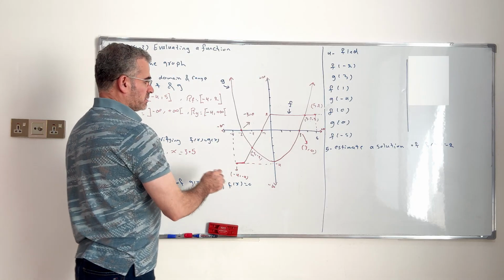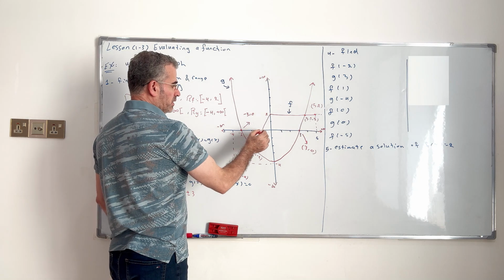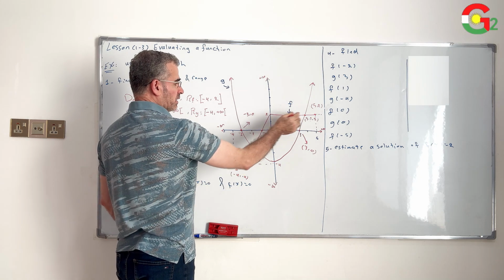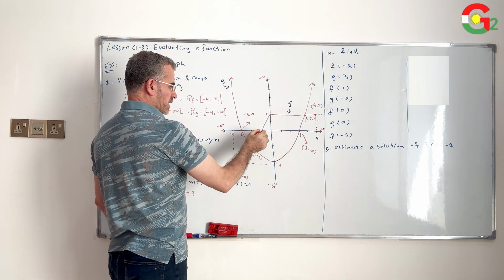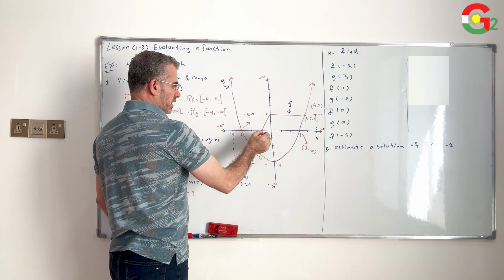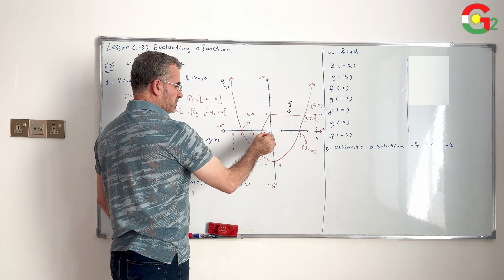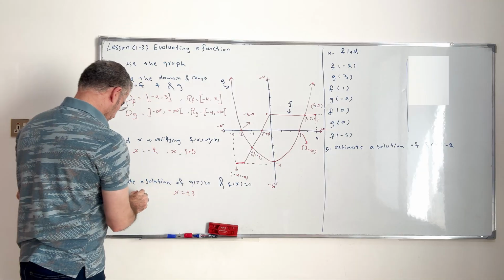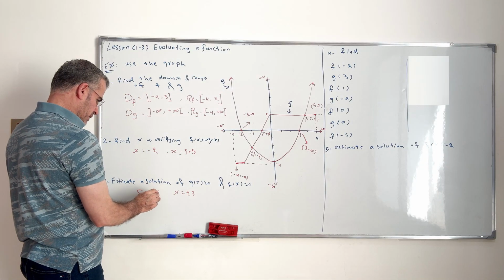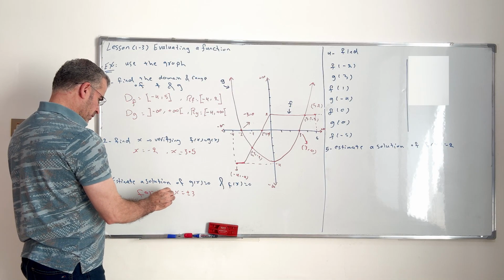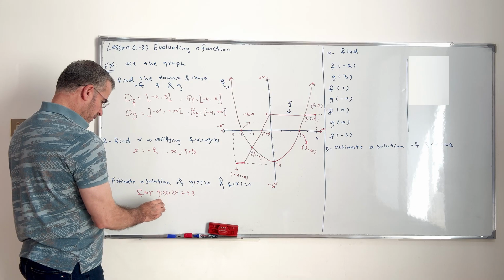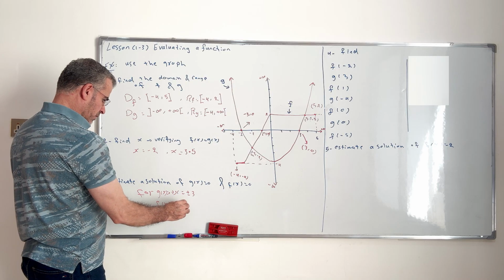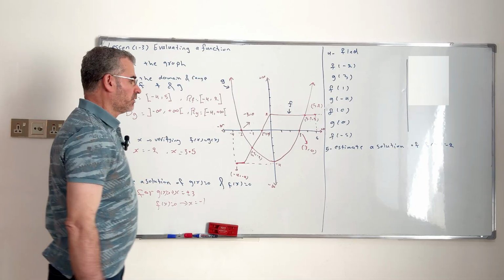For f of x, we have just one point where f of x intersects the x-axis. It is negative 1. The coordinate of this point is negative 1, 0. Then for f of x equals 0, the value is x equals negative 1.